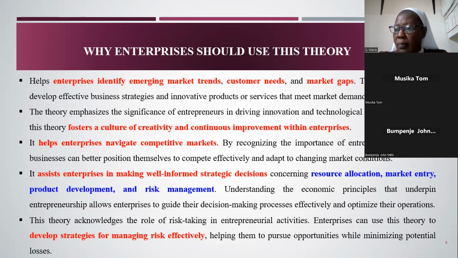It is important also in that it assists enterprises in making well-informed strategic decisions concerning allocation of resources, product development, and management of risks within the enterprise. The theory also acknowledges the role of risk-taking in entrepreneurial activity. In brief, those are the reasons why enterprises should use the theory. We can move on to the next presentation.